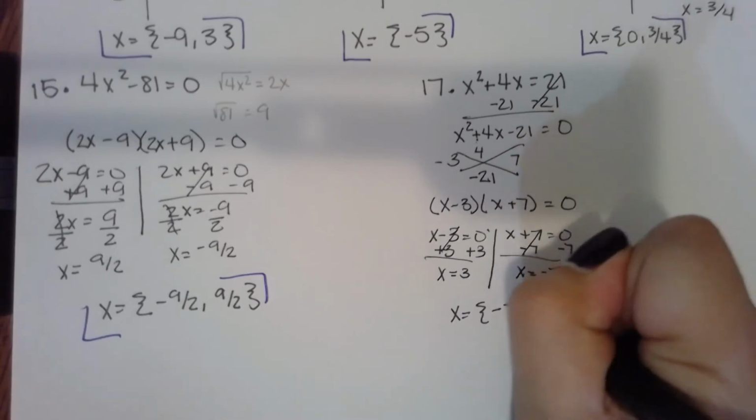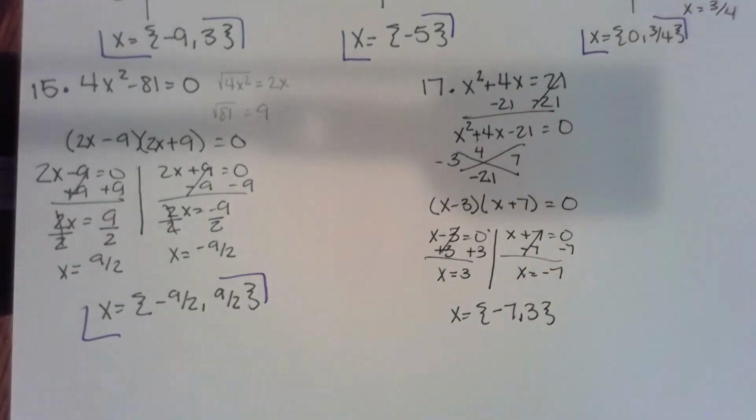And if you were to go ahead and graph this on your graphing calculator, you would see that this quadratic equation is going to cross the x-axis at negative 7 and 3.